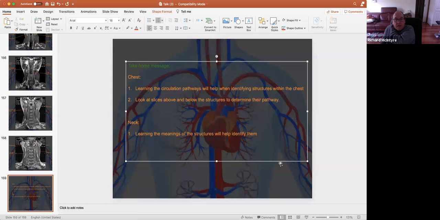I'll get to that chat. So the meaning of structures will help you identify them, and learning their meaning. Geniohyoid bones, the sternocleidomastoid muscle, you know where they are because the answer is in their name.